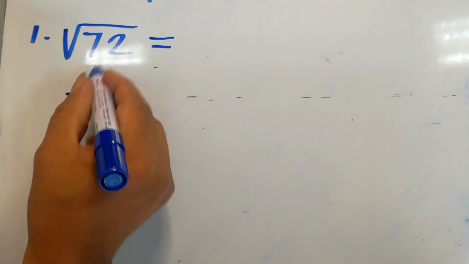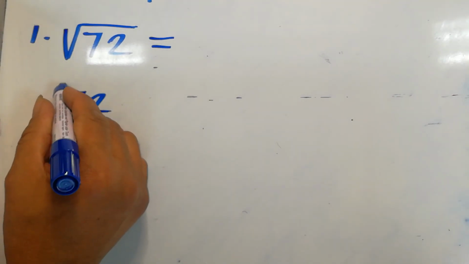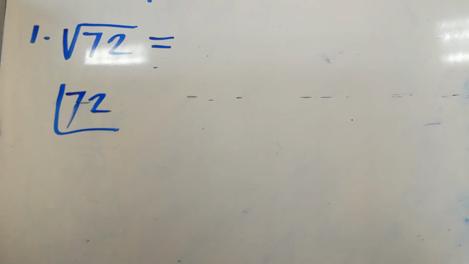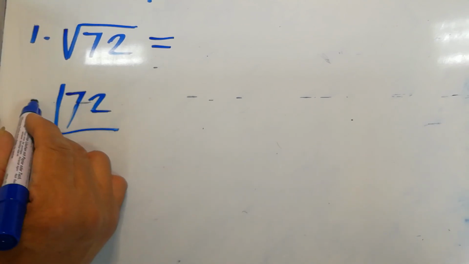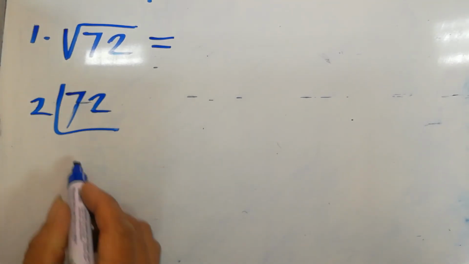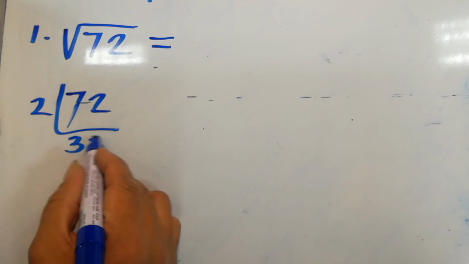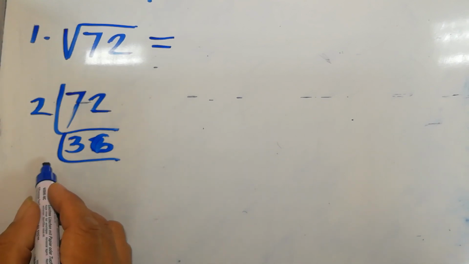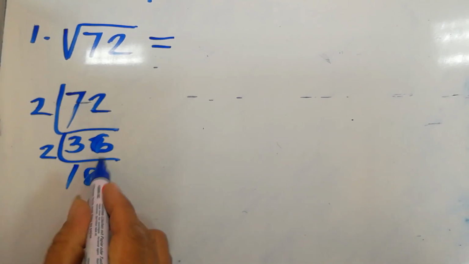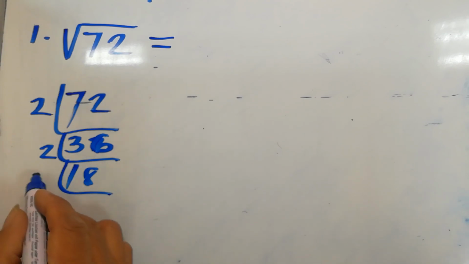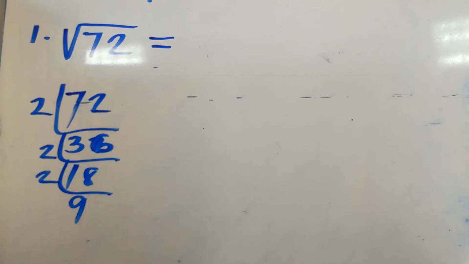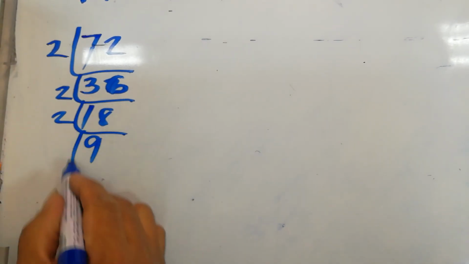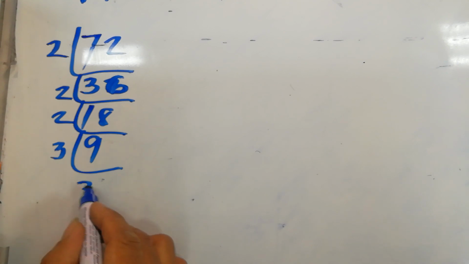Copy the radical, which is 72. Then, let's find the prime factorization of 72. Since the last digit is 2, it is divisible by 2. 72 divided by 2 is 36. Then 36 divided by 2 equals 18. 18 divided by 2 equals 9. And then 9 divided by 3 is equal to 3.